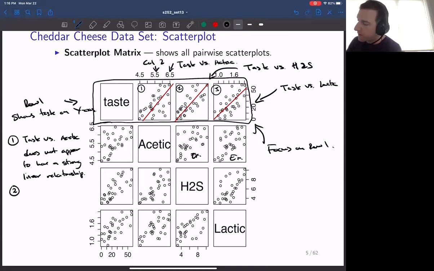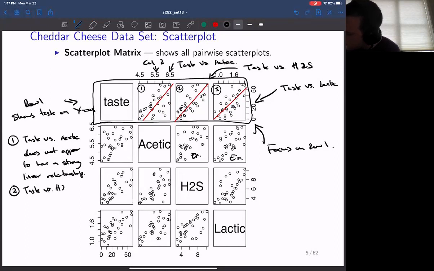For the second plot, compared to the first one, this definitely appears to be a much better fit. This relationship looks more linear. You can see a better bound in terms of the variance around the line. The points appear to be fairly well spread, but they are at least increasing in a linear fashion. So taste versus H2S does appear to form a linear relationship.